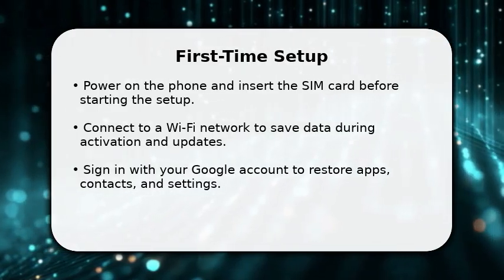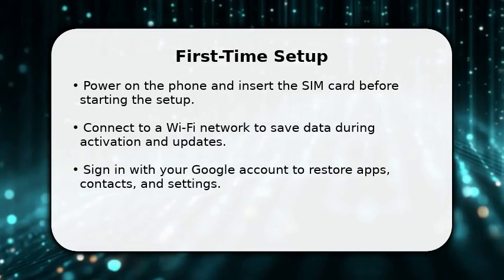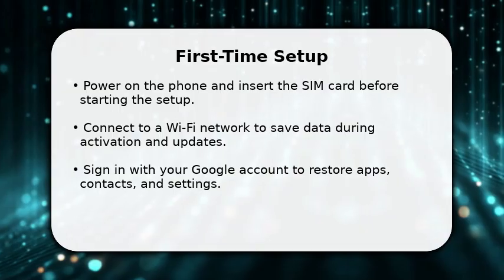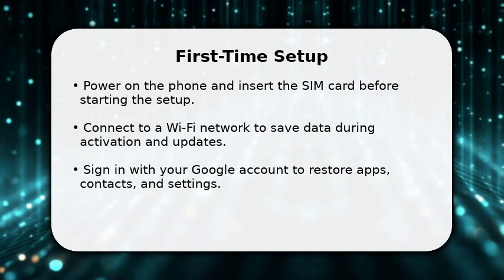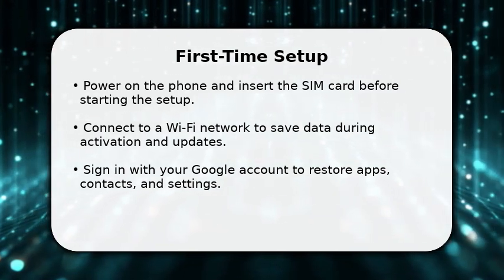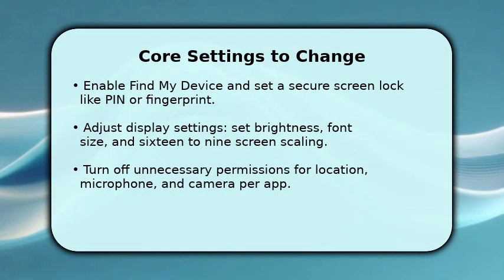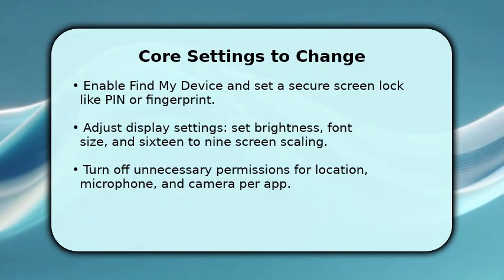Accept terms and conditions only after a quick review of permissions and privacy choices. Sign in with your Google account to restore apps, contacts, and settings from backup. Skip or enable automatic restore based on your preference for saved passwords and app data. Enable Find My Device and set a secure screen lock like PIN or fingerprint.